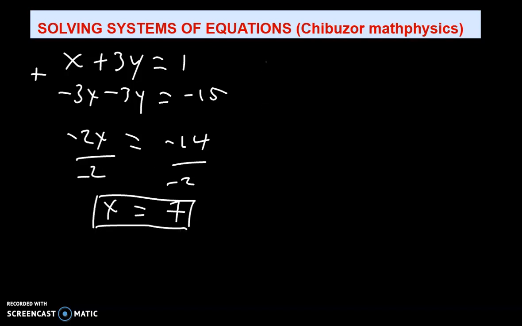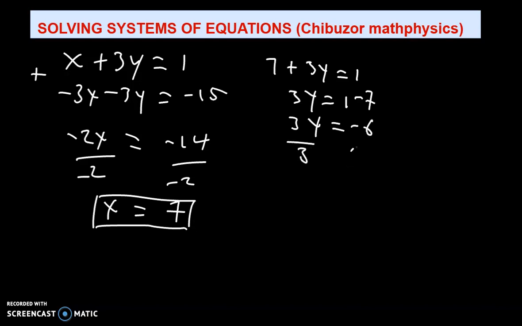Let's say equation 1. If you do that, we have 7 plus 3y equals 1. So 3y is nothing but 1 minus 7. 3y is equal to negative 6, divided by 3 on both sides. y is negative 2. And this is how you can solve this type of question using elimination.